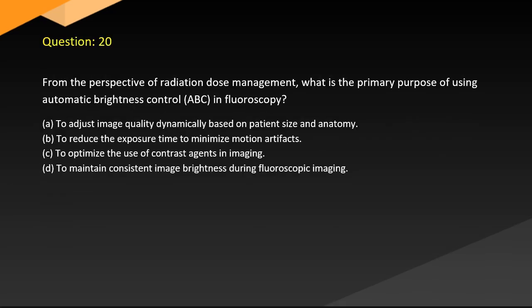Question 20. From the perspective of radiation dose management, what is the primary purpose of using automatic brightness control (ABC) in fluoroscopy? A. To adjust image quality dynamically based on patient size and anatomy. B. To reduce the exposure time to minimize motion artifacts. C. To optimize the use of contrast agents in imaging. D. To maintain consistent image brightness during fluoroscopic imaging.